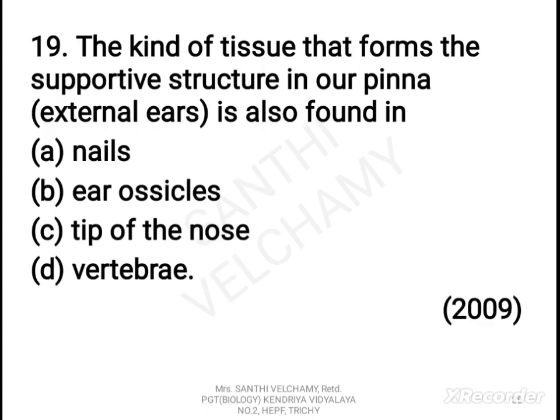Now the 19th question. The kind of tissue that forms the supportive structure in our pinna, that is the external ear, is also found in A. Nails, B. Ear ossicles, C. Tip of the nose, D. Vertebrae. So the correct answer is C, tip of the nose. Let us see why it is the correct answer. Yellow elastic fibrocartilage, a type of skeletal tissue, is found in pinna, eustachian tubes, epiglottis, and tip of the nose. It is a type of cartilage, and due to the presence of yellow fibers, it becomes more flexible.